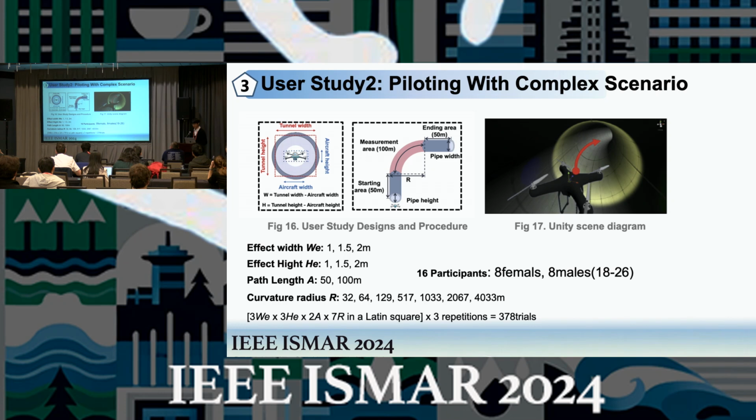In study 2, we explored more complex scenarios involving curved paths. We tested 126 conditions combining 3 widths, 3 heights, 2 path lengths, and 7 curvature radii. Each path consisted of 3 zones: start, calculation, and end. We want to focus our analysis on the curve calculation zone.